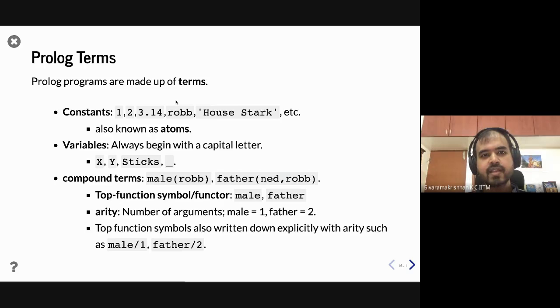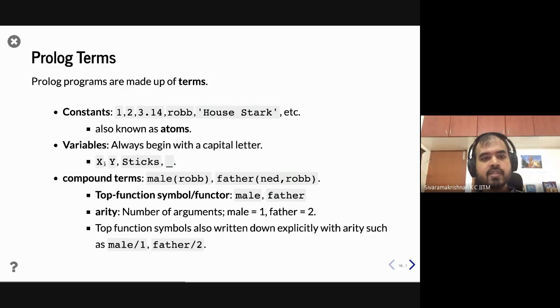So Prolog has a couple of terms. The first one is constants. Things like numbers 1 and 2, floating point numbers like 3.14, and anything that starts with a lowercase letter. Those are all constants. So rob is a constant. And for strings, if you want to introduce an uppercase letter, you have to put it in single quotes. 'Rob Stark' is a constant; it's just a constant that starts with the quote here. These constants are also known as atoms in Prolog.